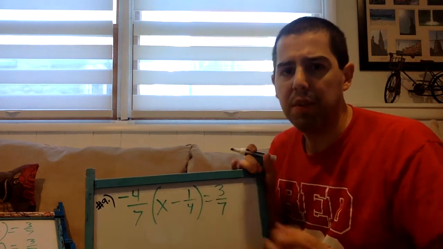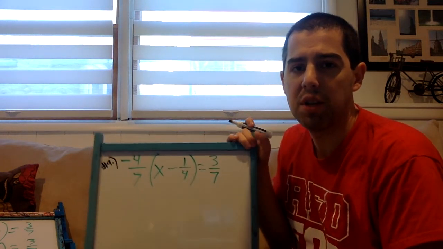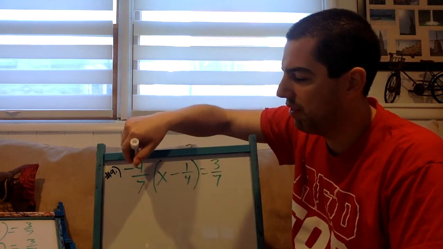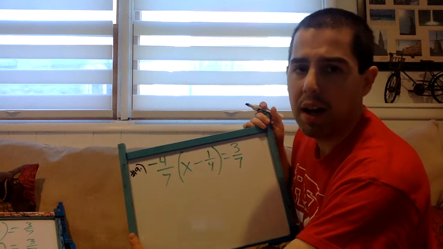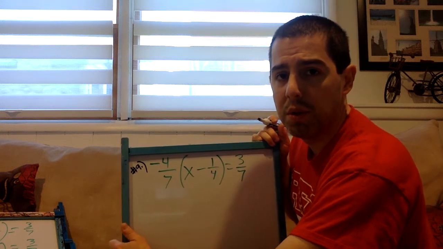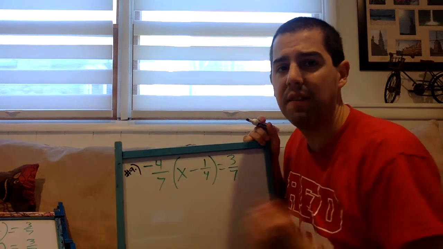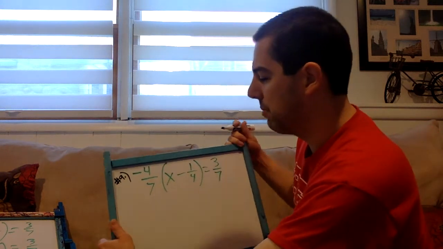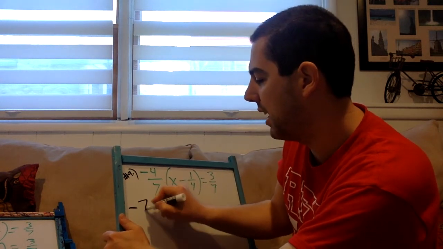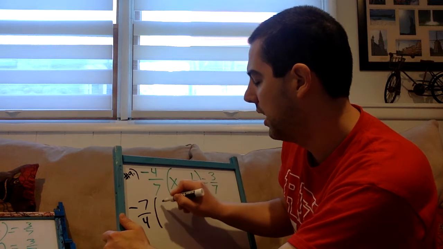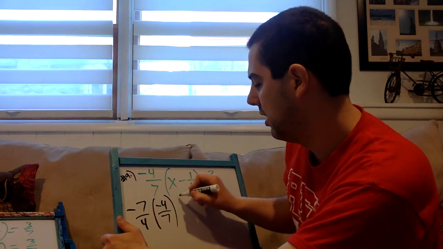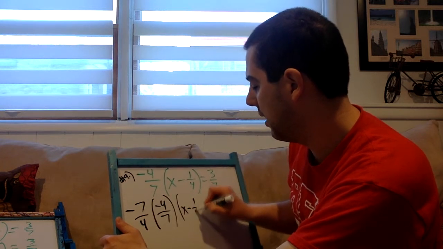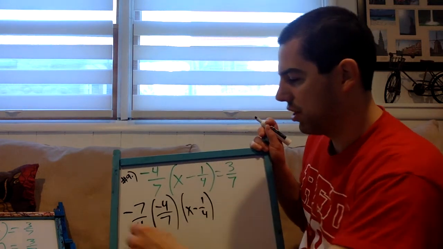So for all of the problems today, the first thing that you want to do is get rid of that rational coefficient. So how do I undo multiplying by -4/7? I multiply by its reciprocal. So I'm going to put a -7/4 next to the -4/7 to show that I'm multiplying by the reciprocal.